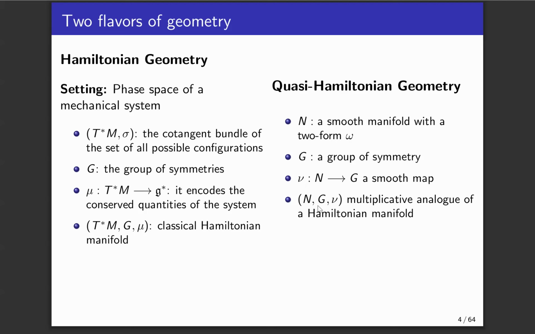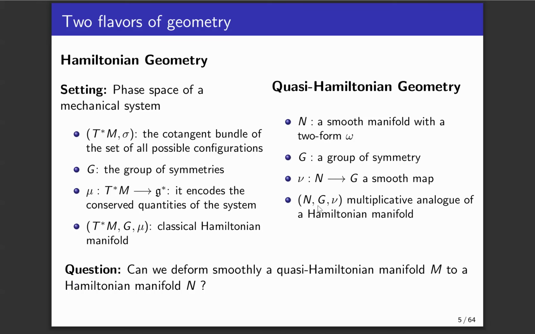And a natural question arises: can we deform smoothly a quasi-Hamiltonian manifold M to a Hamiltonian manifold N? In other terms, given a quasi-Hamiltonian manifold M and a Hamiltonian manifold N, can we deform in a smooth way the manifold M to the manifold N? Now, we have positive answers to this question in three cases.